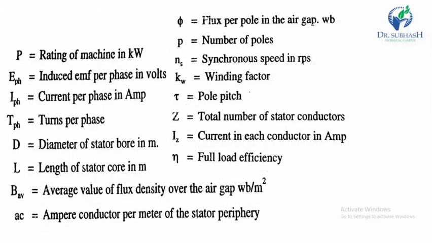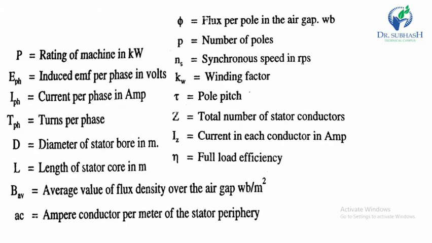Now here are some symbols regarding the design of AC machine or an induction machine. First of all, we study which type of symbol is used. First is P, which is the rating of machine in kilowatt. Eph, which is equal to induced EMF per phase in volt. Iph, which is current per phase in ampere. Tph, which is the turns per phase.